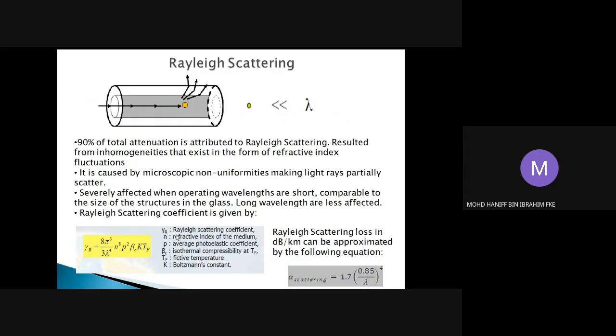Okay, the first one, Rayleigh scattering, is said that 90% of total attenuation is attributed to Rayleigh scattering. See, 90% of total attenuation is attributed to Rayleigh scattering. So allow me to refer back to the diagram that we have discussed previously. I'm going back to the slides, sorry.